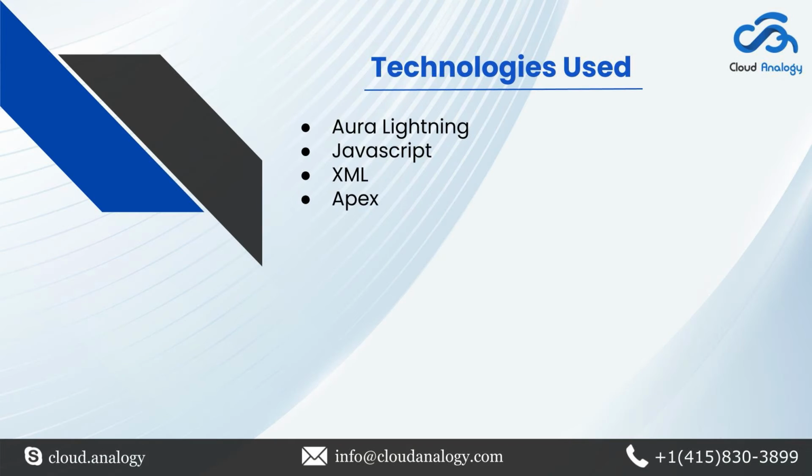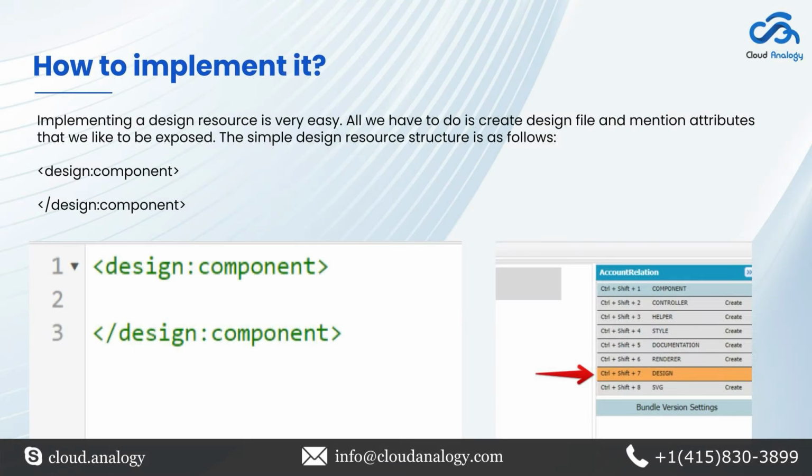Here is the overview of the technologies we used in this project. Let us now discuss the process of implementation. Now, implementing a design resource is very easy. All you have to do is create a design file. You can create a design file by pressing a specific shortcut, Ctrl+Shift+7, and you can also start with the help of this section here by clicking on design file.